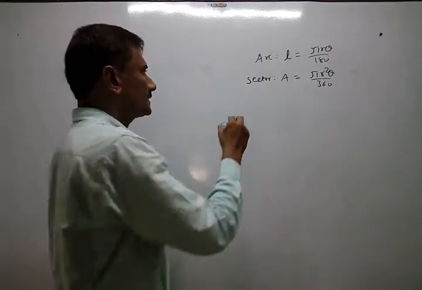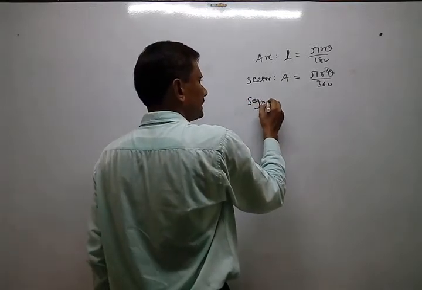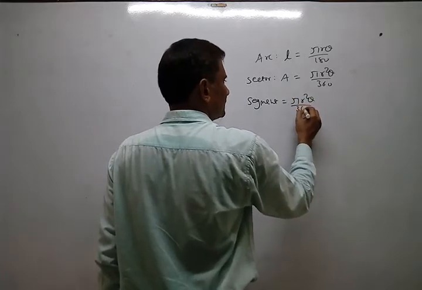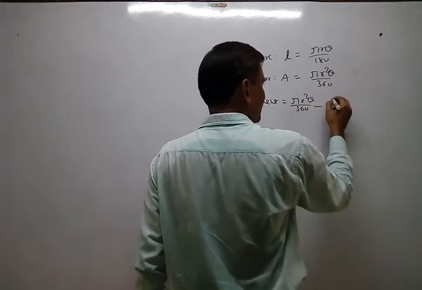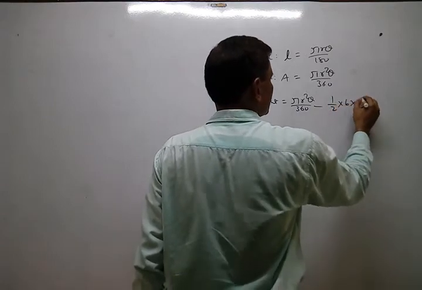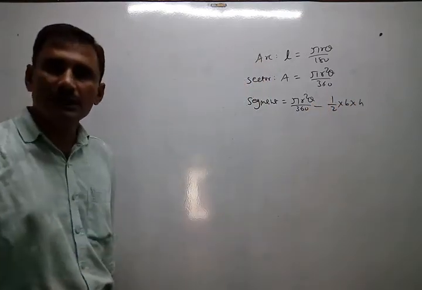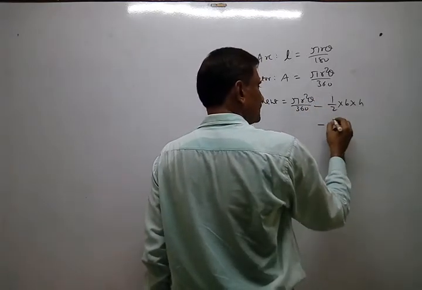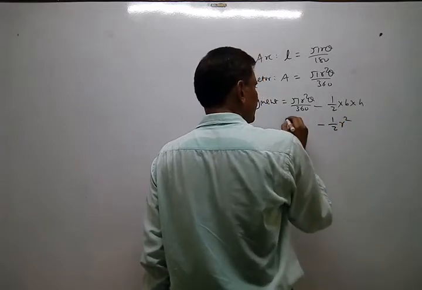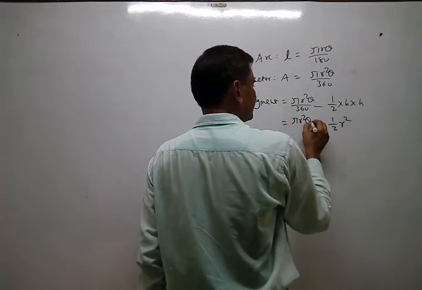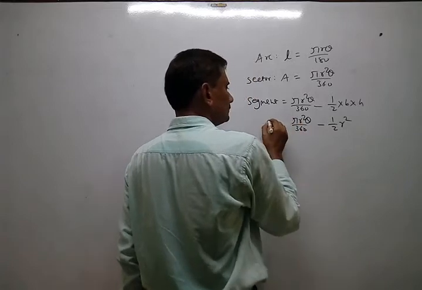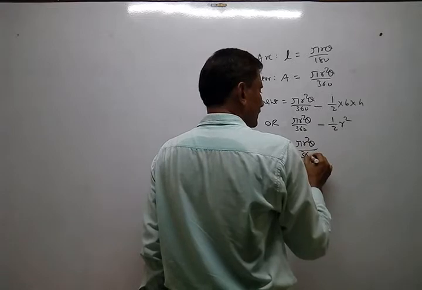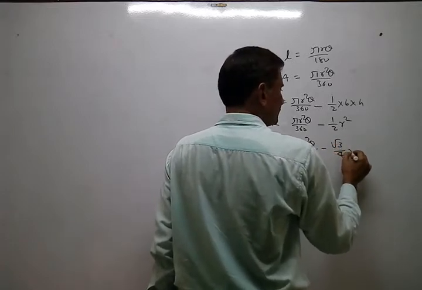Okay, now segment. Segment is nothing but pi r square theta upon 360, means area of sector minus area of triangle, half into b into h. So these are the main formulas which are used. But here, instead of half bh, sometimes it is half r square, or sometimes it is root 3 by 4 r square.